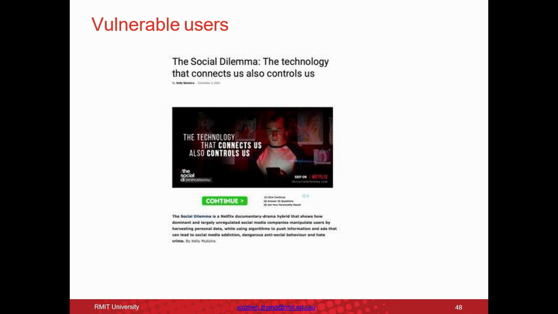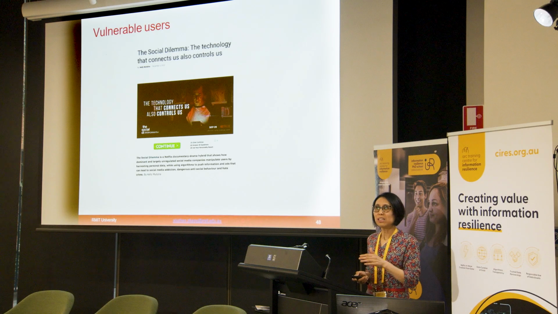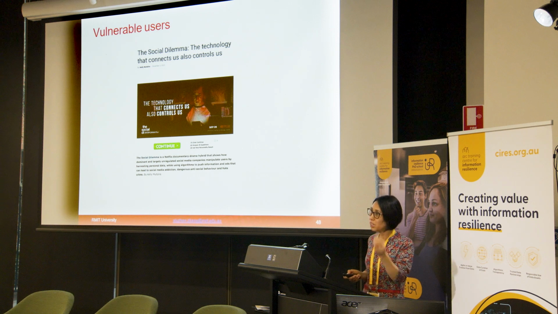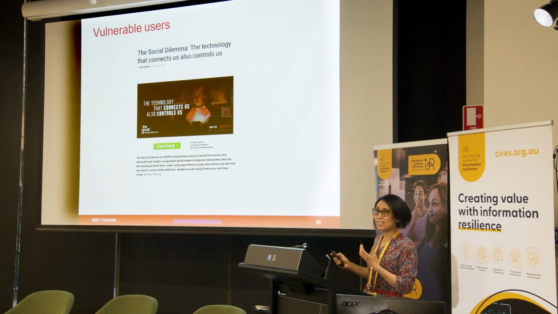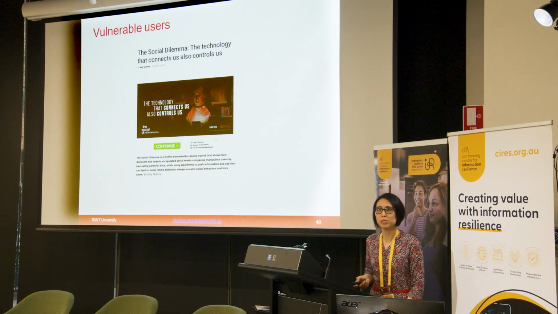It is actually The Social Dilemma. If you haven't watched it, I recommend you watch it. This is just explaining that the algorithm can control people, because what we recommend really controls users' behavior. And the technology that connects us on social media also controls us.